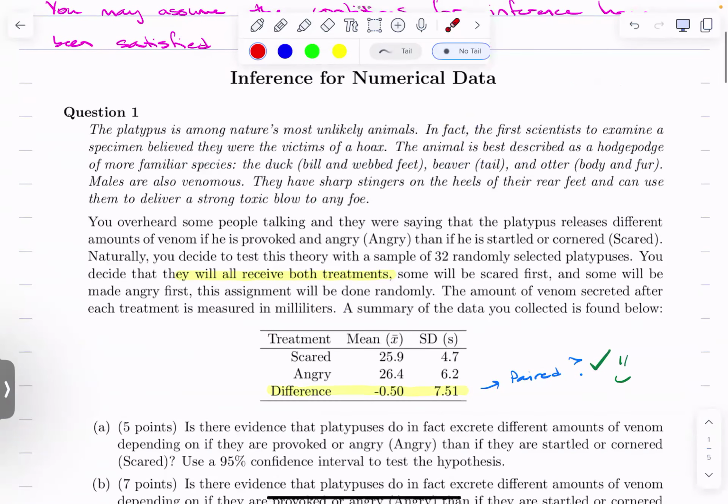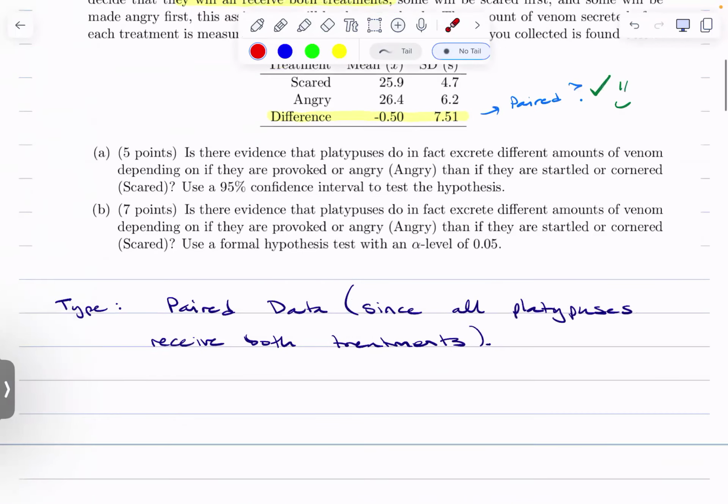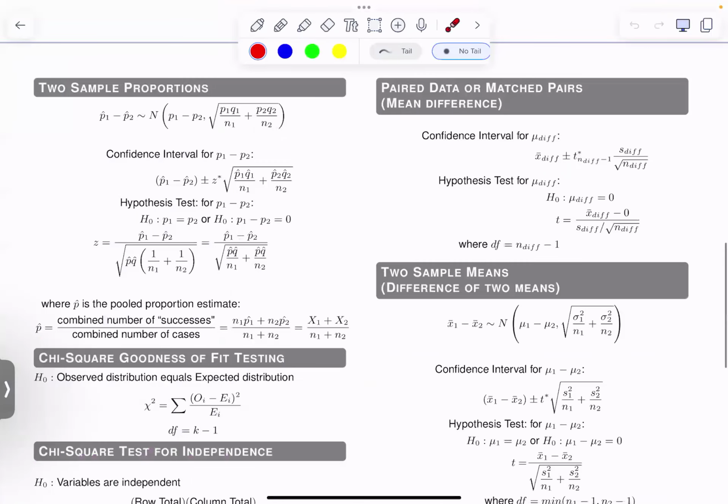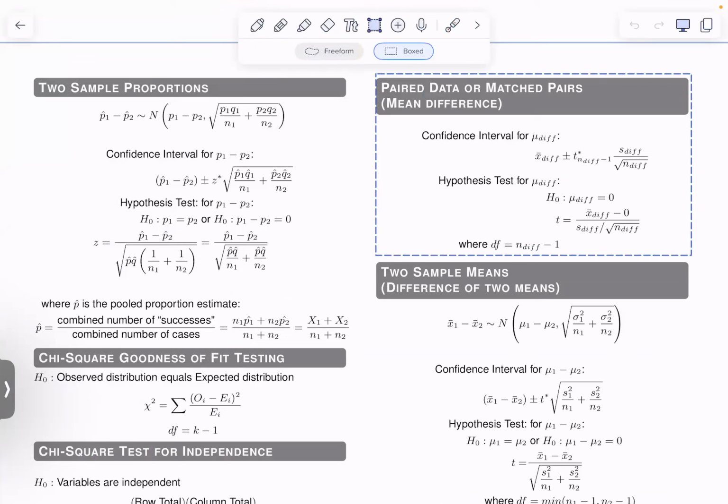Any questions before we start the actual problem? So we decided question 1 is paired data, which means when I go to my formula sheet, this region here is the only one I'm interested in. You can block out the rest of the formula sheet. Once you've decided it's paired, then you're stuck here.